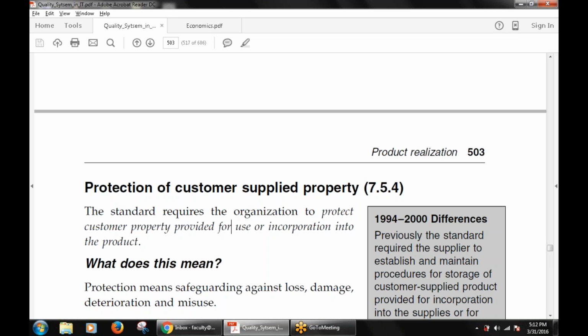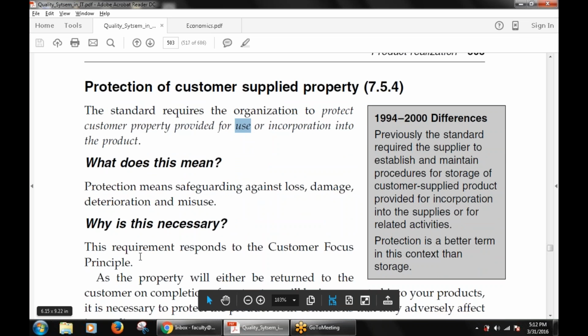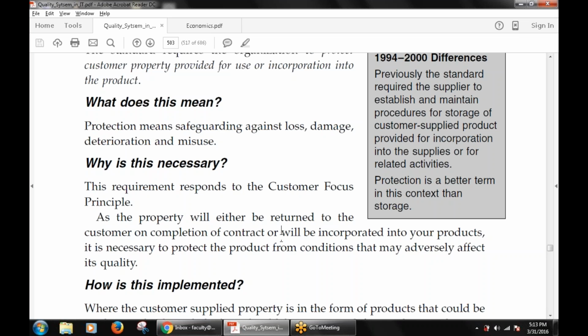Now, what is the meaning of this? Protection means guarding against loss, damage, deterioration, or misuse. And this responds to the customer focus principle. As the property will neither be returned to the customer on completion of the contract nor will be incorporated into the product, it is necessary to protect the product from conditions that may adversely affect the quality.